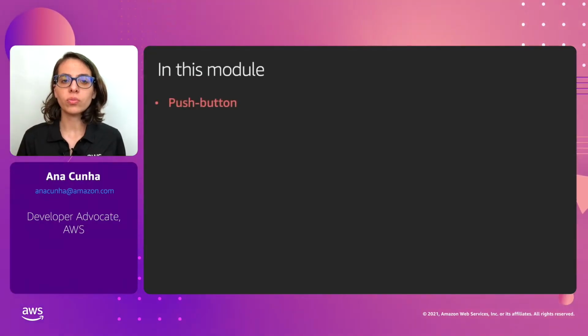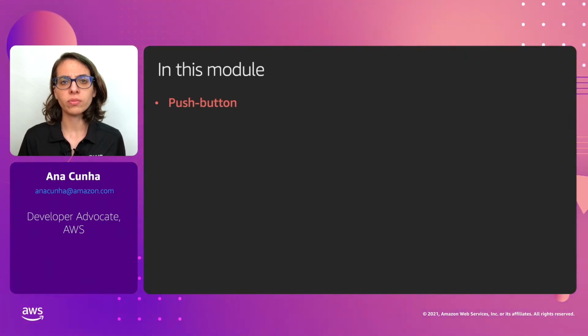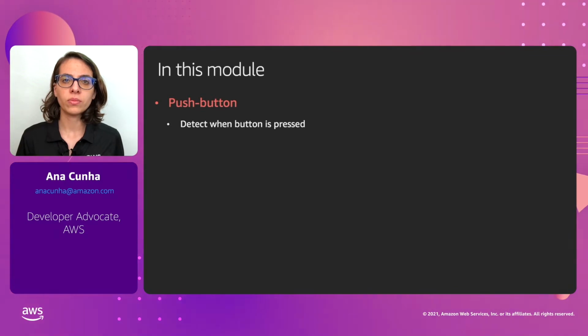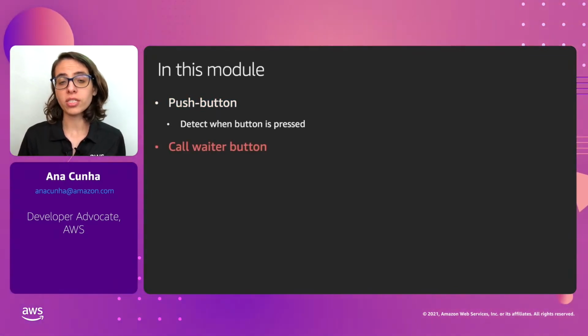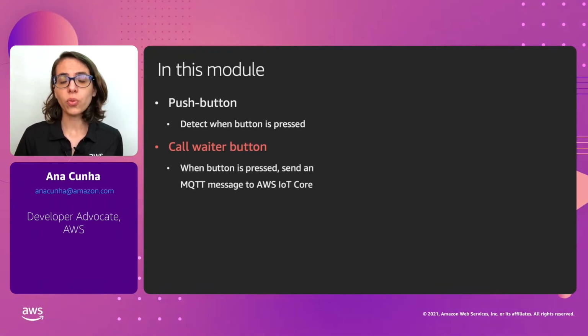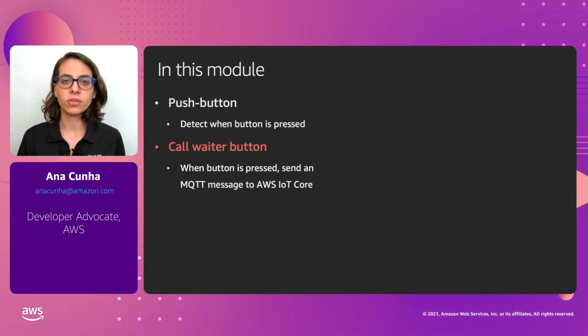We'll start this module connecting a push button to the ESP32 board to better understand how they work together. We're going to create code that will detect when the button is pressed and perform an action based on it. After we understand how the push button works, we'll customize it into a call waiter button. Our call waiter button will connect to AWS IoT Core through the MQTT protocol, sending and receiving messages.